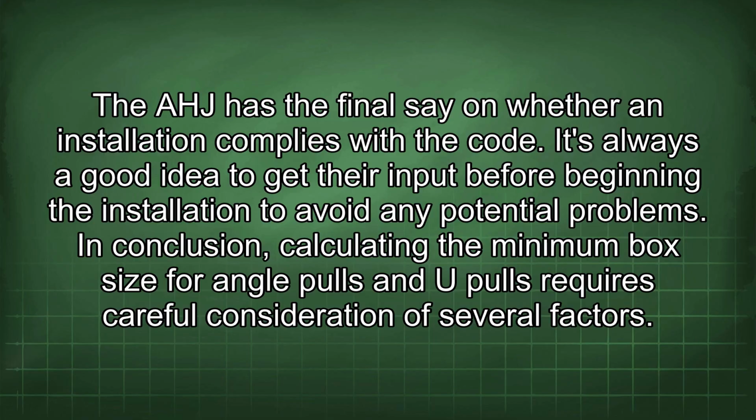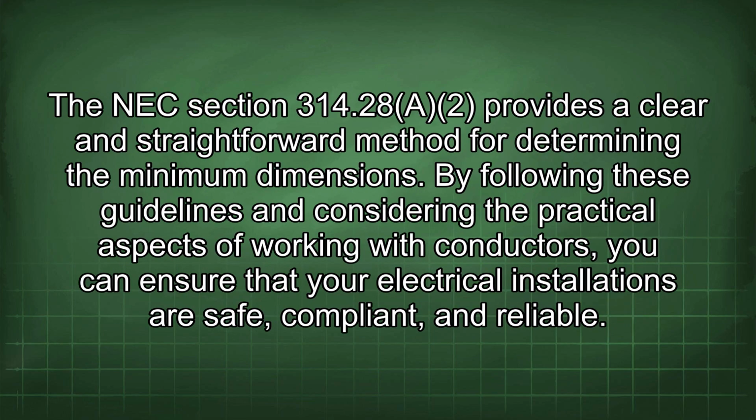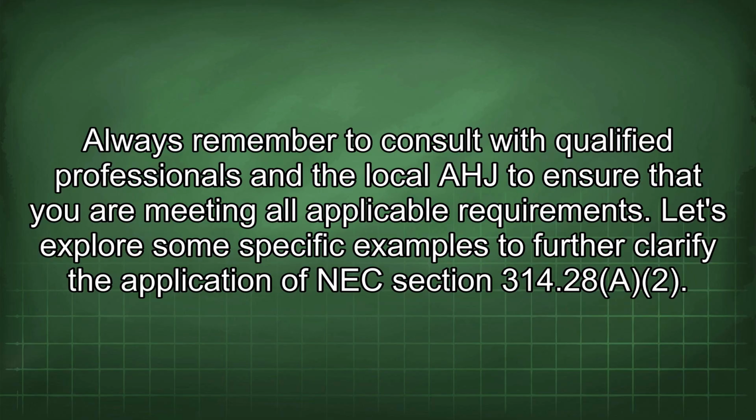In conclusion, calculating the minimum box size for angle poles and U-poles requires careful consideration of several factors. The NEC section 314.28(A)(2) provides a clear and straightforward method for determining the minimum dimensions. By following these guidelines and considering the practical aspects of working with conductors, you can ensure that your electrical installations are safe, compliant, and reliable. Always remember to consult with qualified professionals and the local AHJ to ensure that you are meeting all applicable requirements.